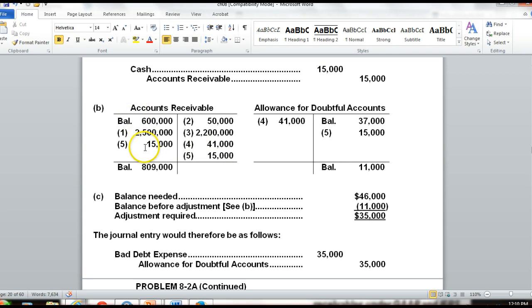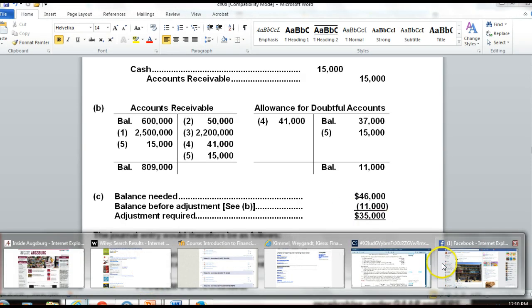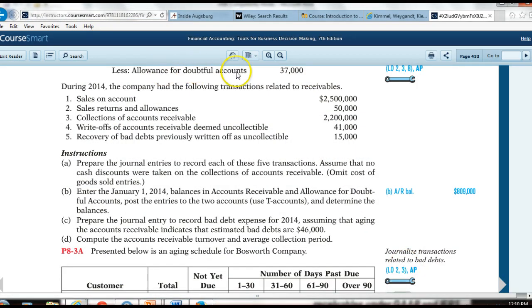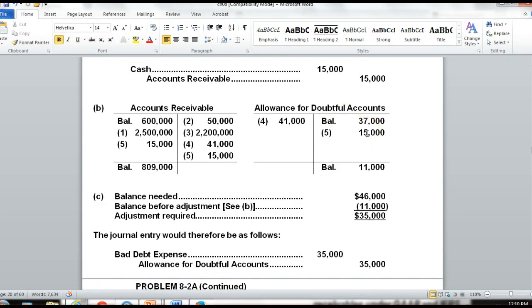So if we take all of our debits, subtract our credits, we have an ending balance in our receivables of $809,000. We're going to do the same with our allowance for doubtful accounts. We started the period with an allowance for doubtful accounts of $37,000. So we're going to start with our credit there. Then the ones we wrote off, we debit. Then when we reinstated them, we credited them back. So we end up with an ending balance in our allowance for doubtful accounts of an $11,000 credit.